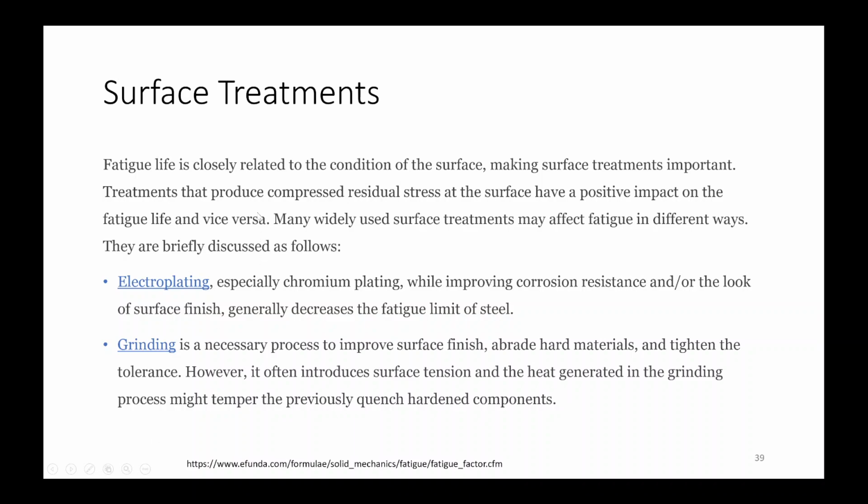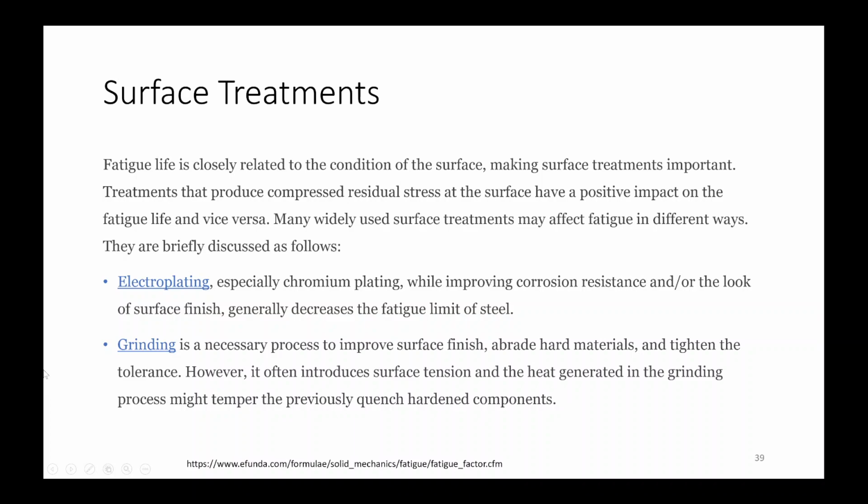Now, there are certain surface treatments that are applied to improve fatigue life. Fatigue life is closely related to the conditions of the surface, making surface treatments important. Treatments that produce compressed residual stress at the surface have a positive impact on the fatigue life, and vice versa. Many widely used surface treatments may affect fatigue in different ways, which are briefly discussed here.